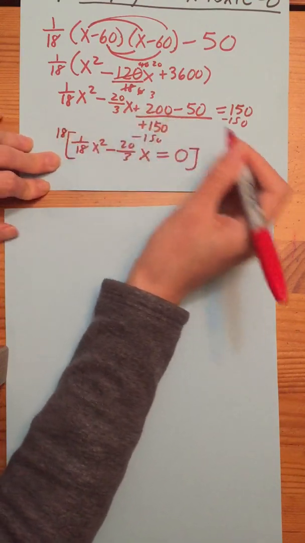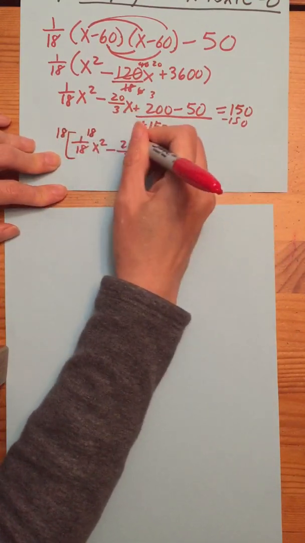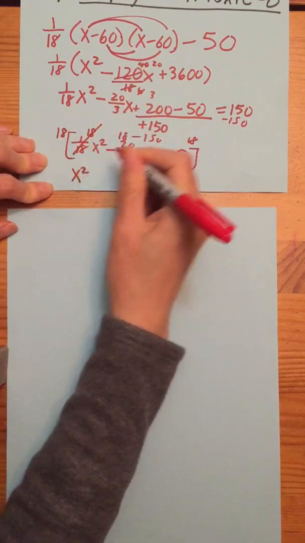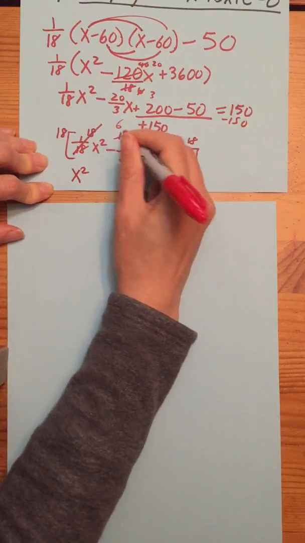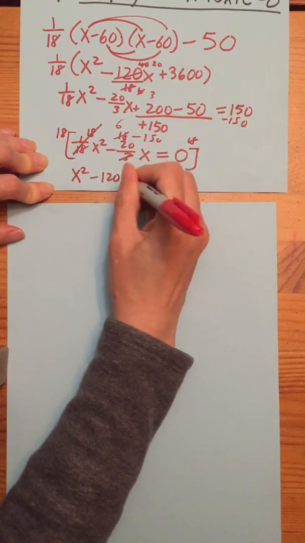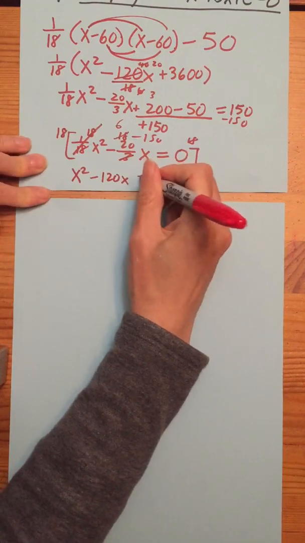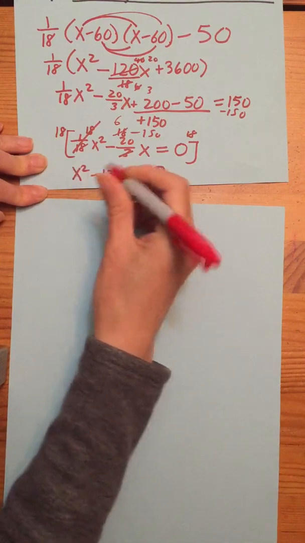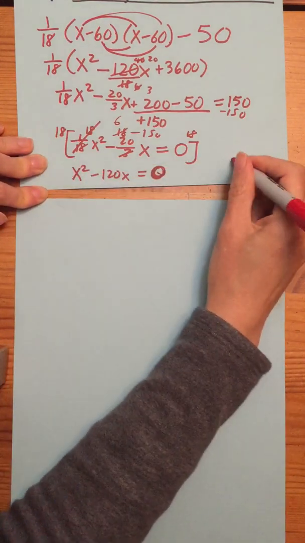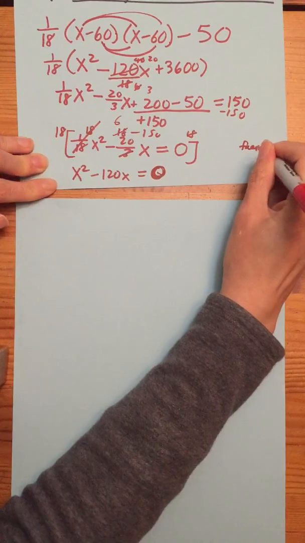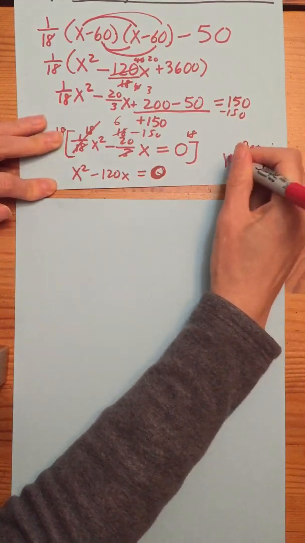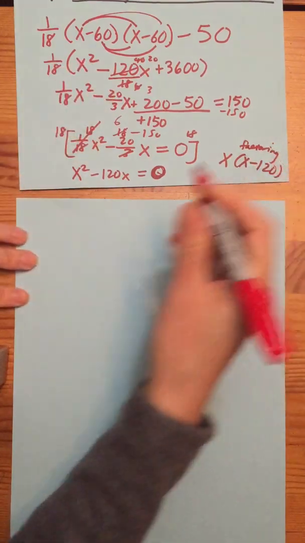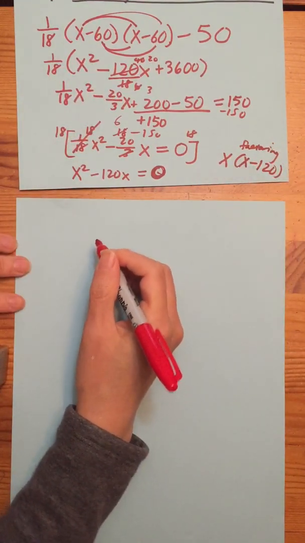That means I'm going to distribute 18 to every term. 18 times 1/18 cancels out to X squared. 18 and 3 cancel out, 6 times 20 is 120. Again, you can use a calculator for this. 18 times 0 is 0. Notice that if I wanted to do it by the factoring method, which we're not going to do, I could factor out an X and write X times (X minus 120), and I could get the answer that way as well. I did, however, say I was using the quadratic formula.